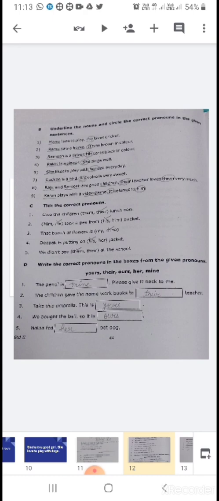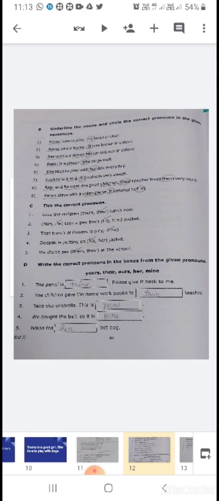Third is that bunch of flowers is my or mine. We use mine here. So tick the mine. Fourth is Deepak is putting on dash his or her jacket. So you just have to tick his. We didn't see them or their at the school. So tick on them. We use them with the we.